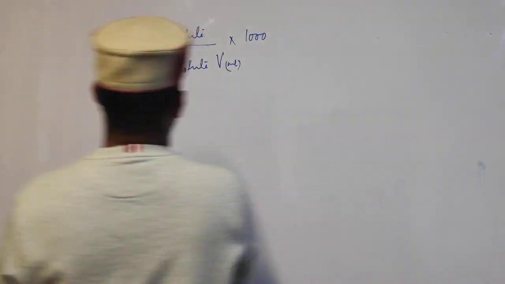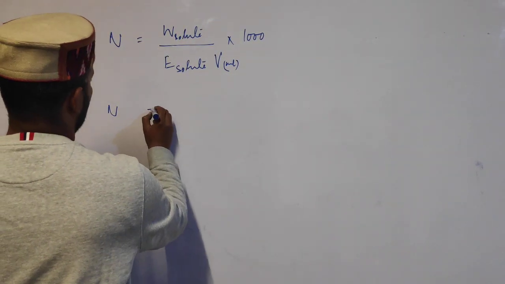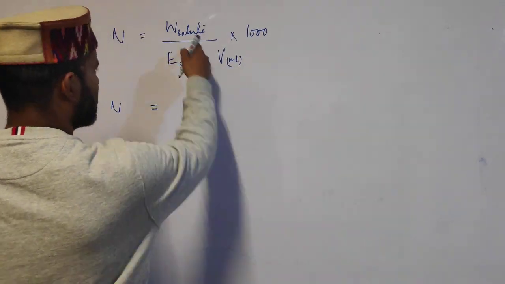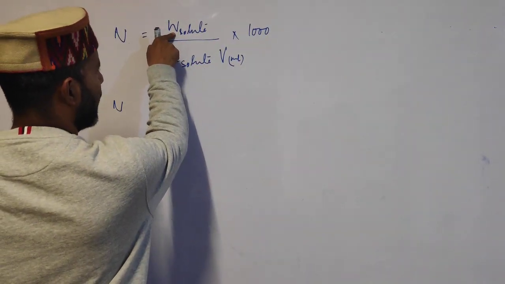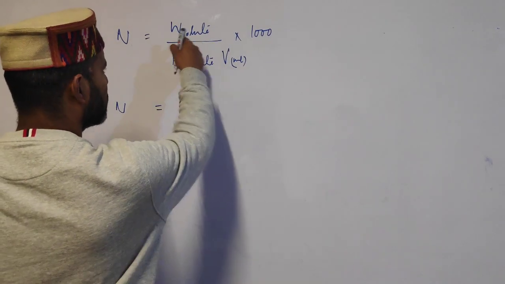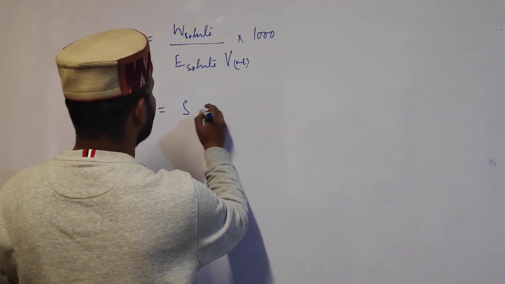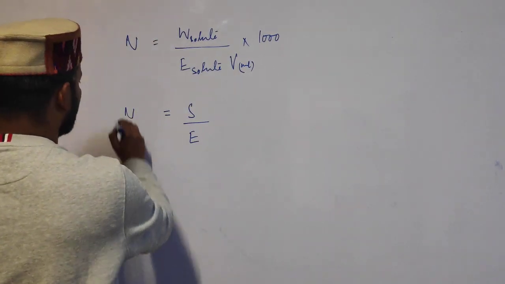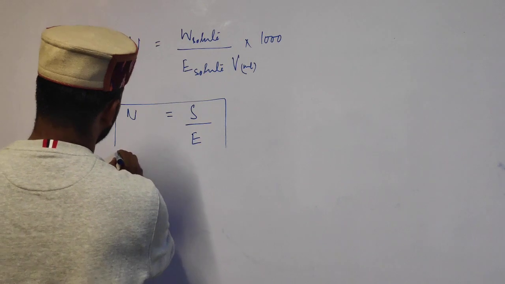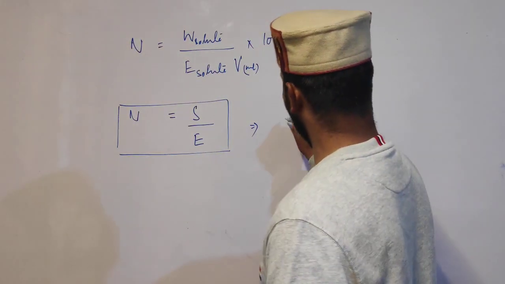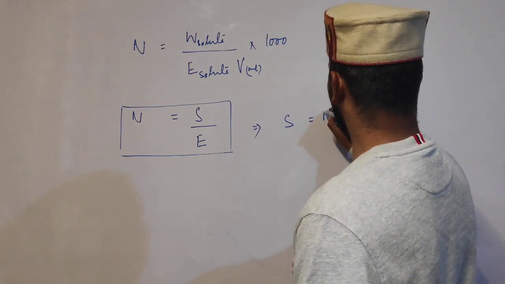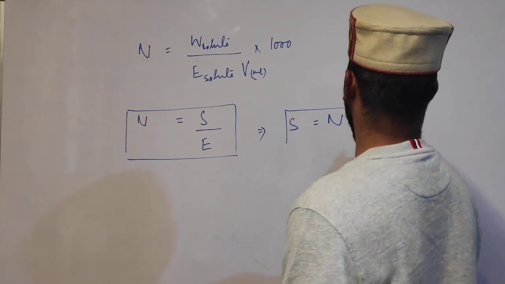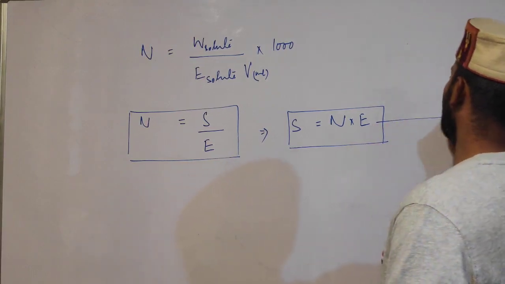Now students, see this. Weight upon volume into 1000 is what? This is the weight of the solute dissolved per liter of solution. So we call it strength. So normality is strength upon what? Equivalent weight. So from this, students, we can establish a relationship between strength and normality. So strength S is equal to normality into equivalent weight of the solute. So this is a very important relationship.